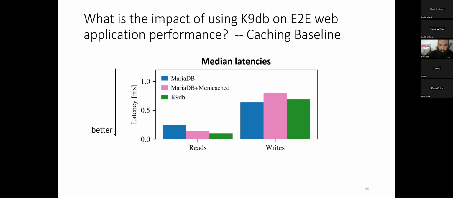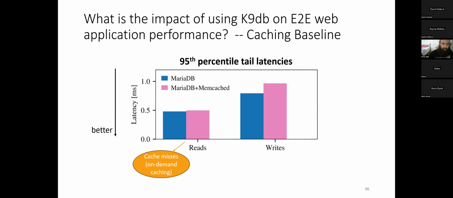Okay, now let's look at the 95th percentile tail latencies again. And notice that here, even with the caching baseline of MariaDB plus Memcached, the reads are actually now slower than MariaDB. And the reason this happens is because the tail, in this case the 95th percentile tail, corresponds to cache misses. Right? So we're trying to count the number of votes for a story that is not in the cache, because maybe it has been invalidated due to somebody actually voting for that story.